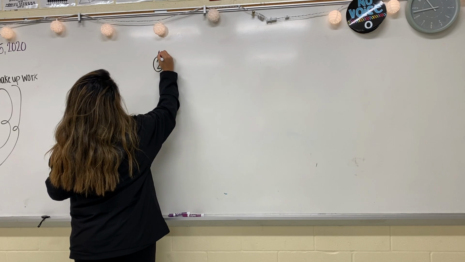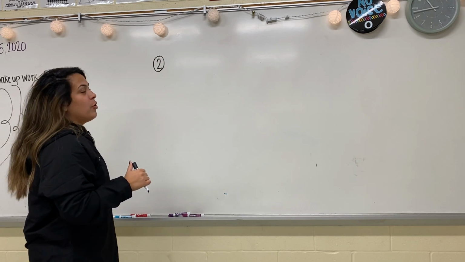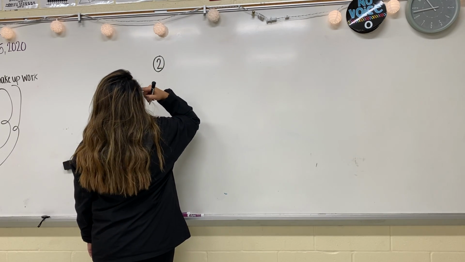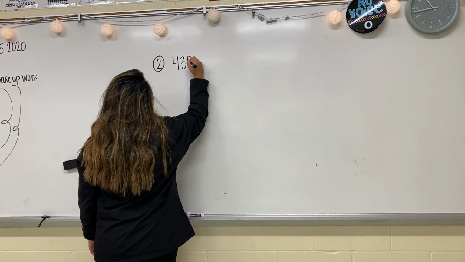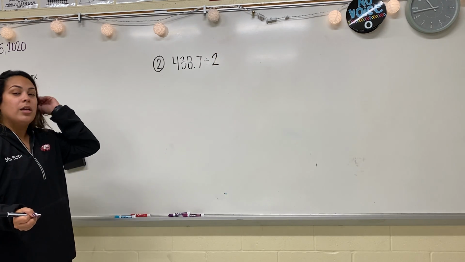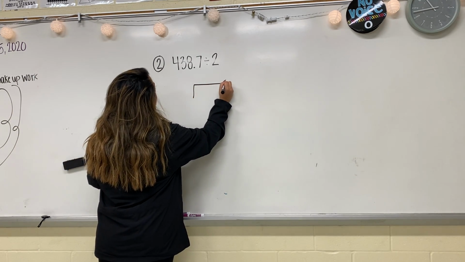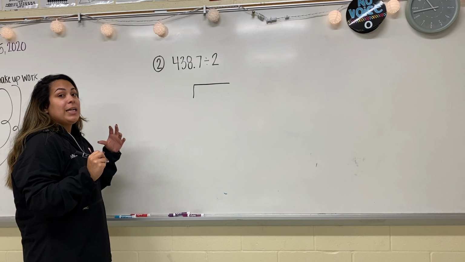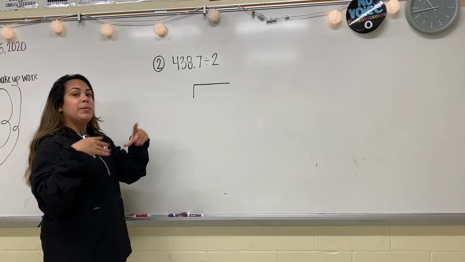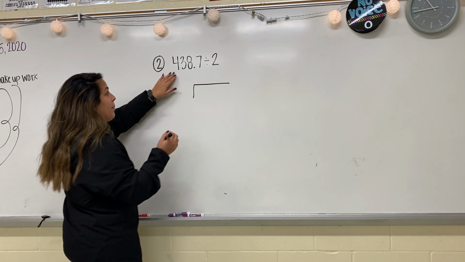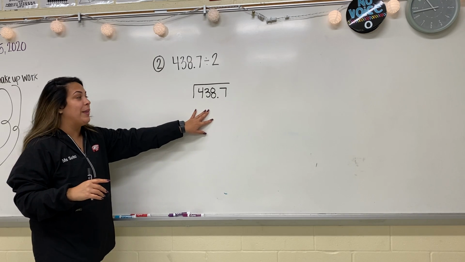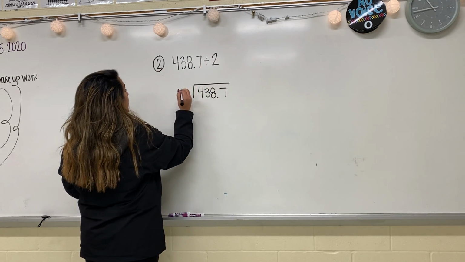All right, number 2. I don't have anything because I didn't write it down yet. I'm going to do 438 and 7/10 divided by 2. Again, I'm going to set up my standard algorithm. Remember, our dividend, which is the number on the inside, is the number that we are dividing. This is the number that we are trying to split up into equal parts. And that will always be our first number. So I put 438 and 7/10 inside of my standard algorithm. On the outside is going to be the 2 because that is my divisor.